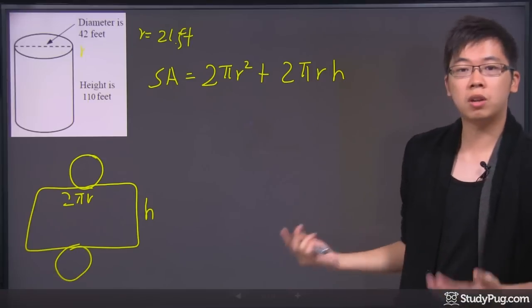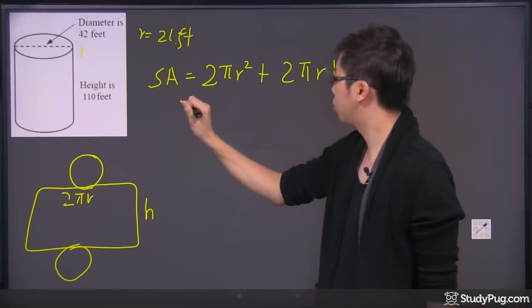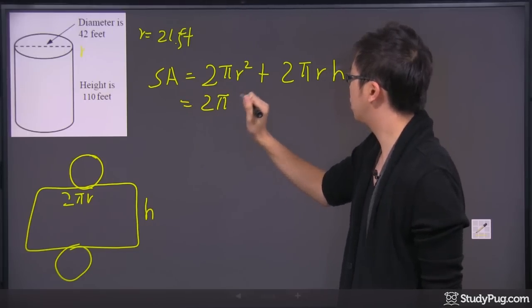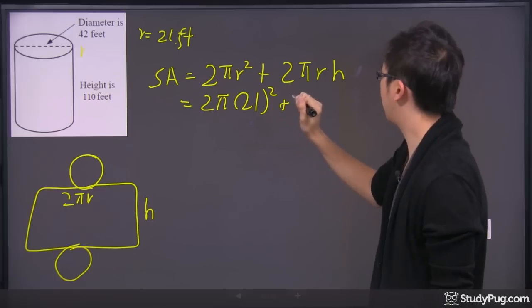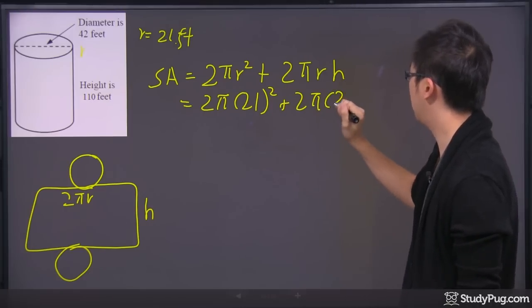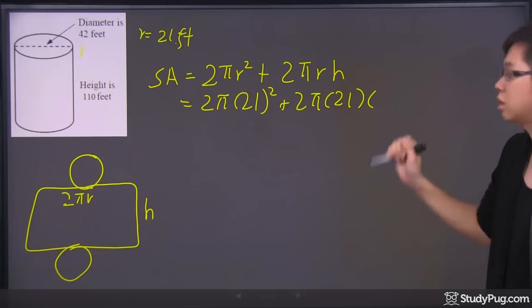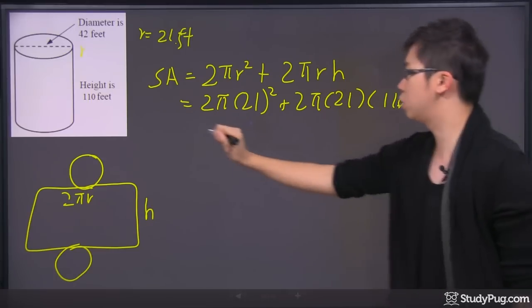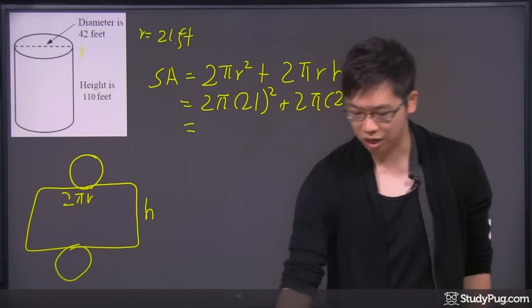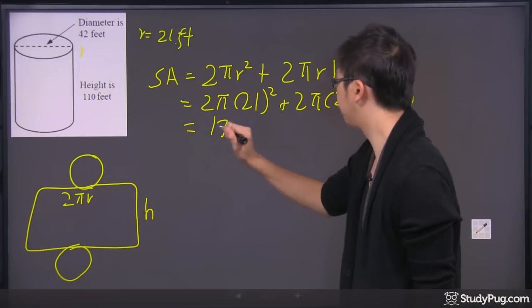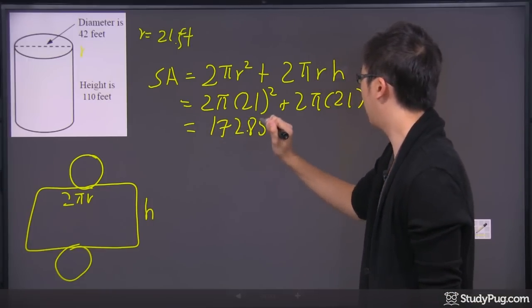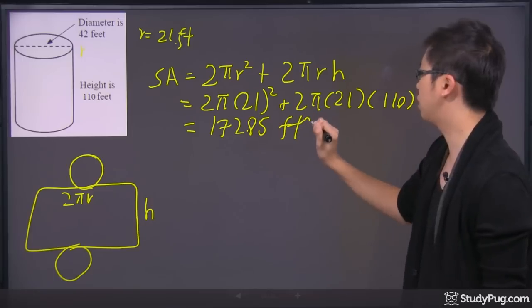So for the rest of the work to find the surface area, just plug it in. So here we go, really quickly. We got 2 pi times the radius. That's why we had to find the radius first. We're going to square that, plus the 2 pi times the radius, 21, times the height, 110. And just use your calculator, punch it in, you should get the answer. Turns out to be 17285, and we got feet, and it's squared.